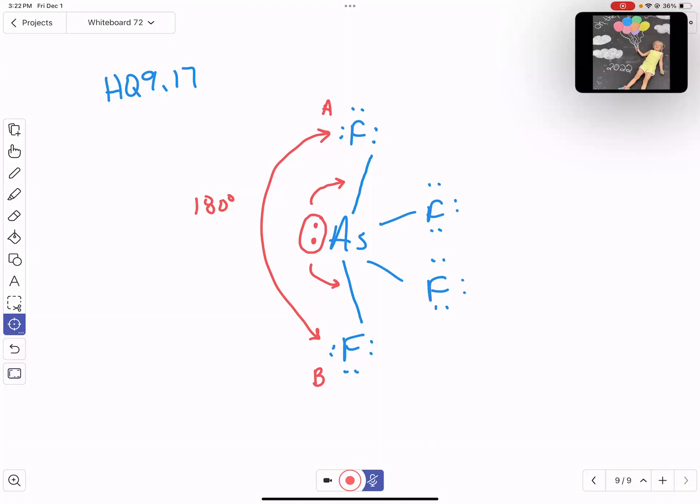So for the example, you just kind of have to know, for each electron domain, what the main bond angles are.